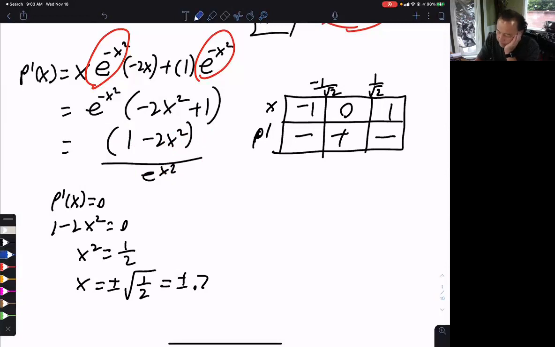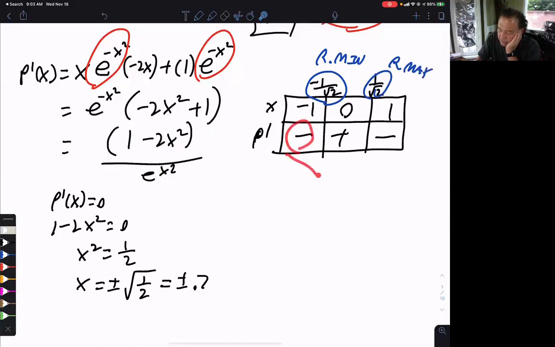And looky here. That is a relative min. That is a relative max because it went from negative to positive. And so the graph's going to look like, well, I don't know exactly the shape, decreasing, increasing, decreasing. Relative min, relative max. That's what's happening.